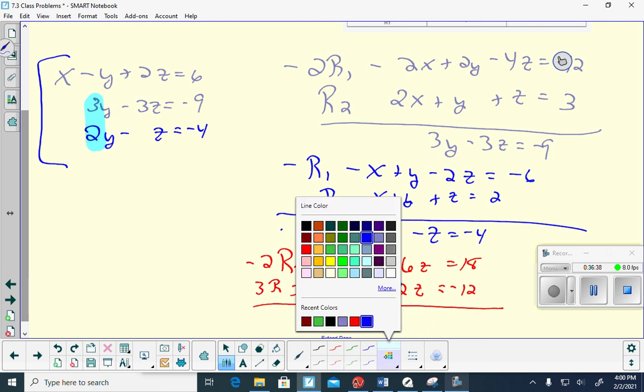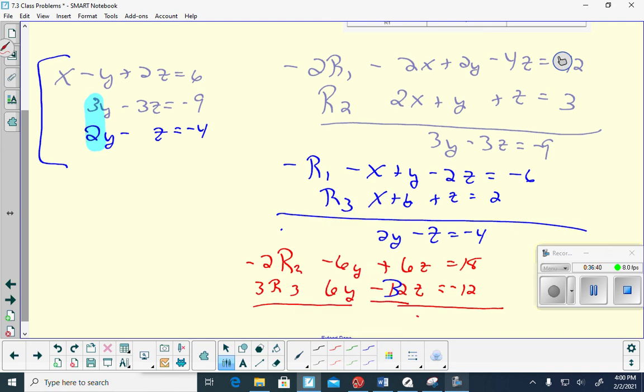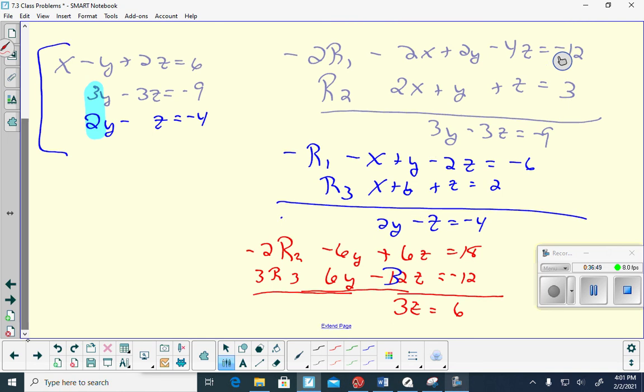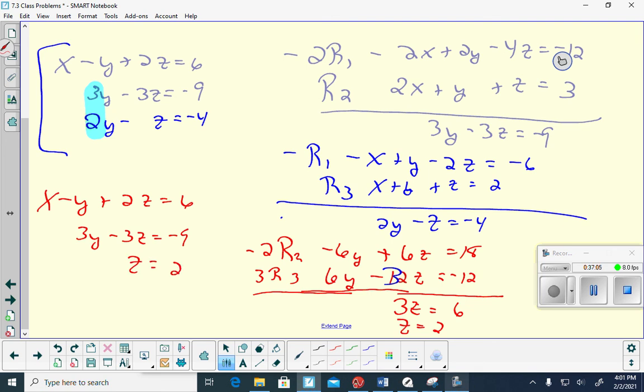That's good. And I'll show you a trick one day. Remind me to check it on your calculator so you know if you made a mistake. So I'm going to get 3z is equal to 6. And I'm going to get z is equal to a positive 2. I divide both sides by 3 to get that. So now I have x minus y plus 2z is equal to 6, 3y minus 3z is equal to negative 9, and then finally, z is equal to 2.